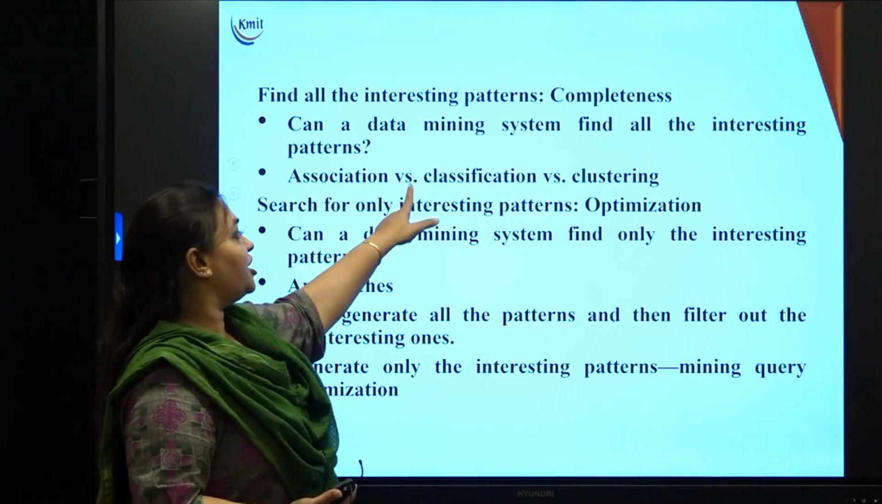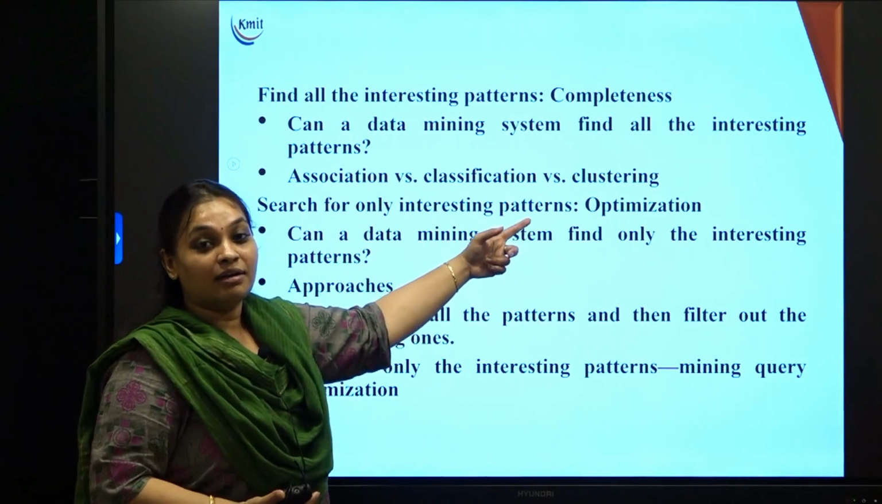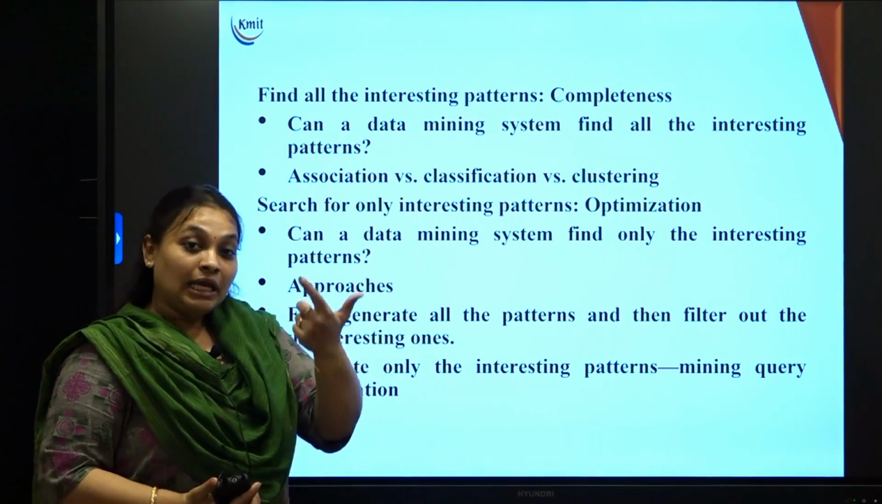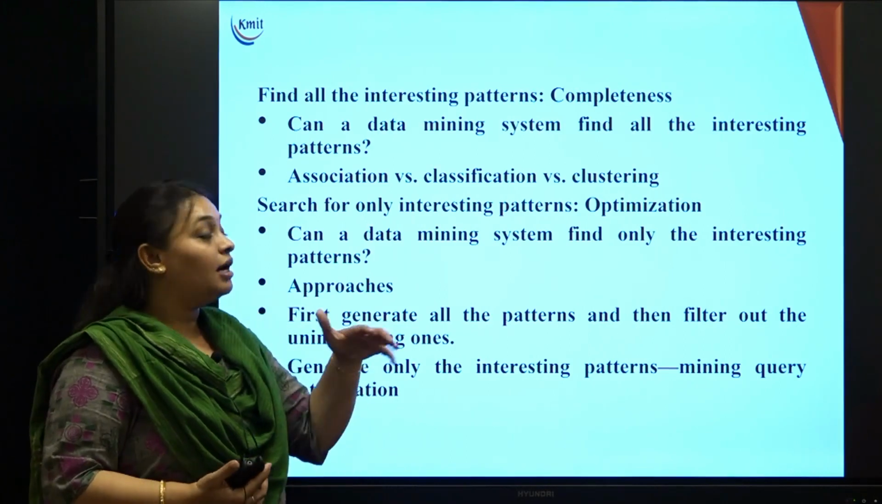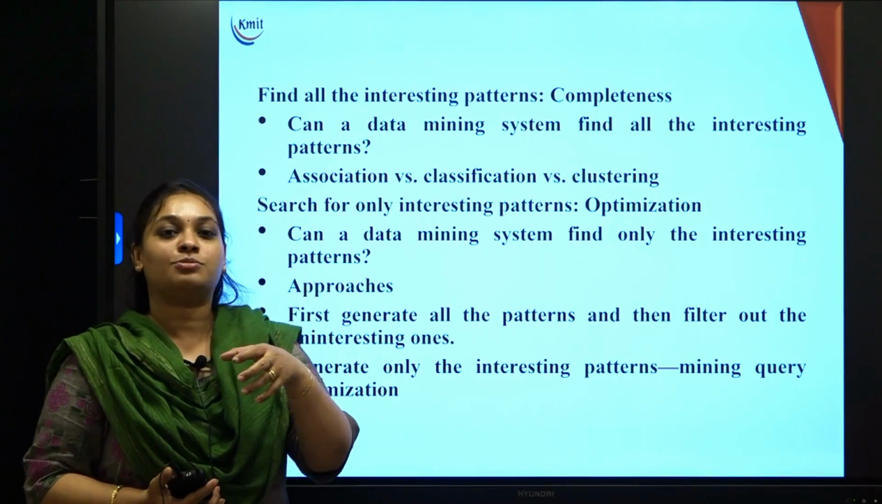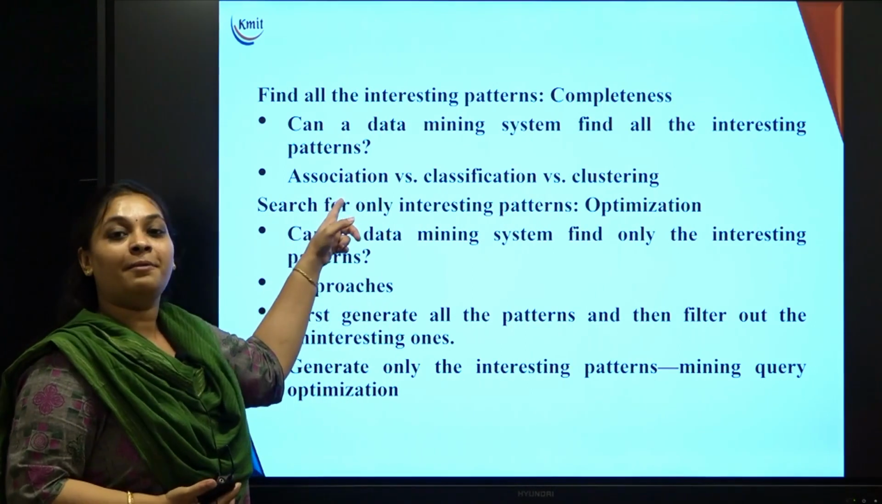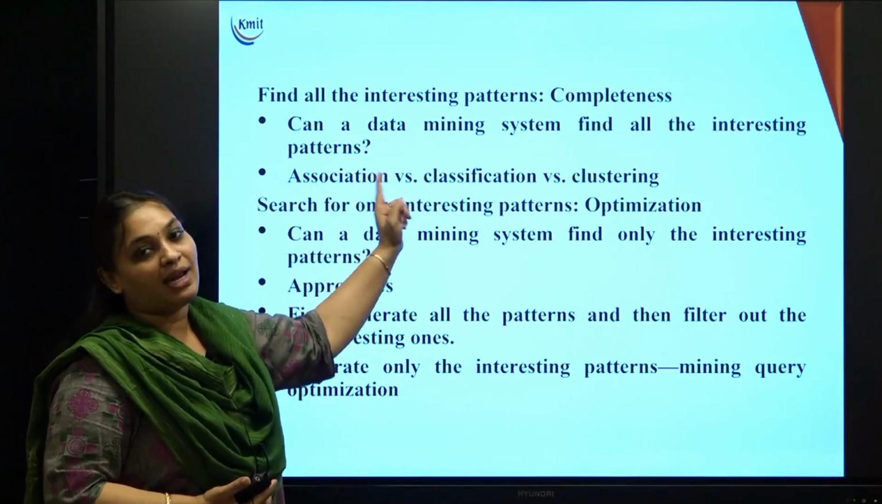Next, association versus classification versus clustering. What do I do here? Based upon my analysis, I classify the products, or I do clustering. What do we mean by clustering? I take different products and merge them into small groups, or based upon my confidence and support, I use association. This is what will happen.